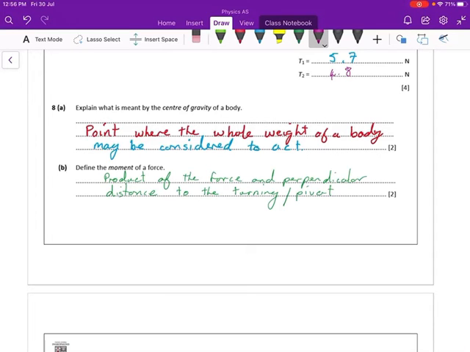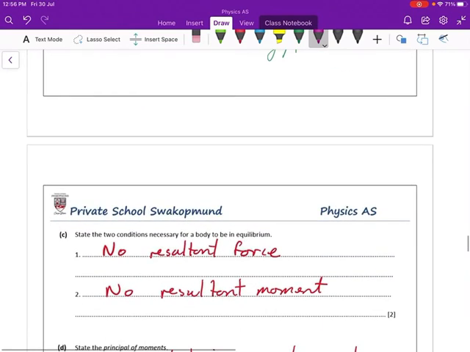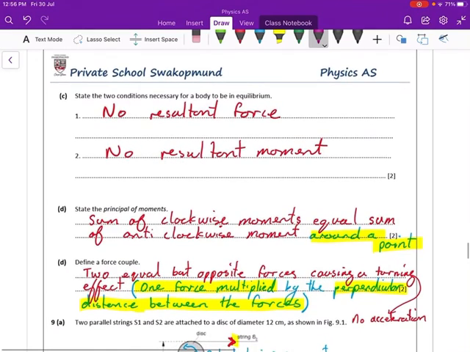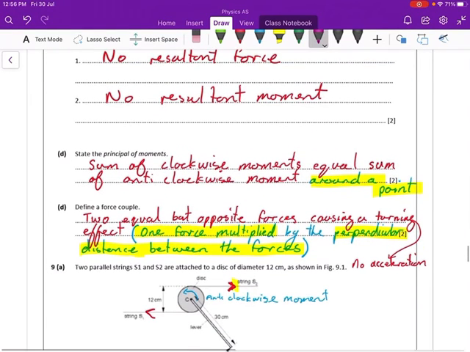Define the moment of the force. It is the product of a force and the perpendicular distance to the pivot. 2 marks. Two conditions necessary for equilibrium: no resultant force, no resultant moment.